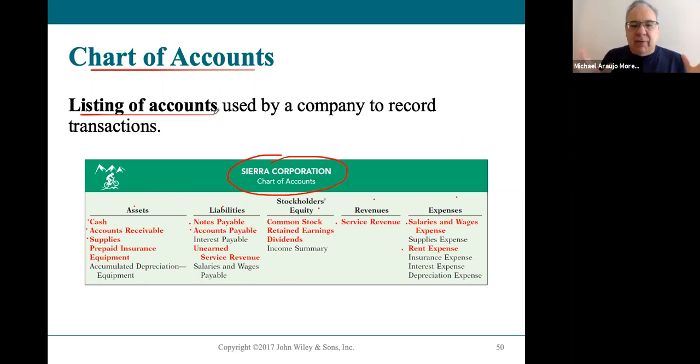So this chart of accounts basically is also how the ledger is organized. So again, if you look at a ledger as a very large book, each of these would have its own separate section in the ledger in the order you would see here. Assets listed first. So the first section would be cash. After the cash ledger is done, you would see what's going on in accounts receivable. After that, you'd see supplies, et cetera. It's listed in this particular order.